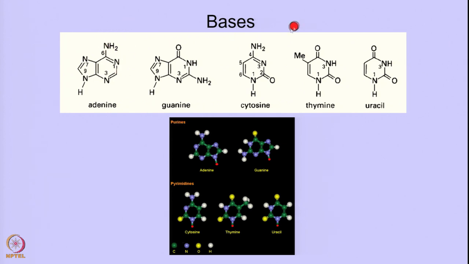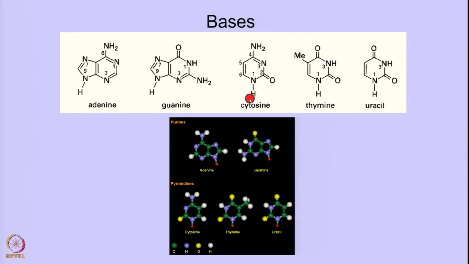Notice here there are NH2 groups: the cytosine has NH2, guanine has NH2, and adenine has NH2. All of these have NH2 groups, and they also have imino protons. The guanine has an imino proton, that is the NH group here, and the thymine also has an NH, uracil also has an NH. Therefore, so far as the nitrogen is concerned, there are amino groups and the imino groups. Okay. And there are also some nitrogens which do not have a proton attached.